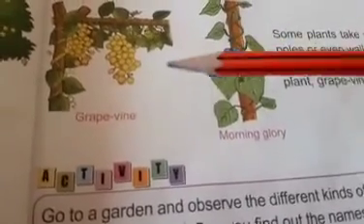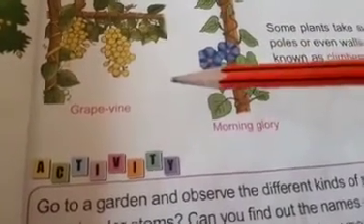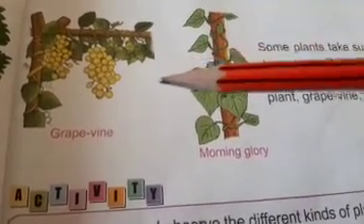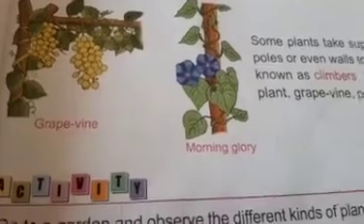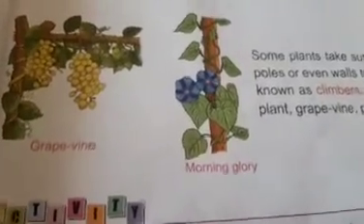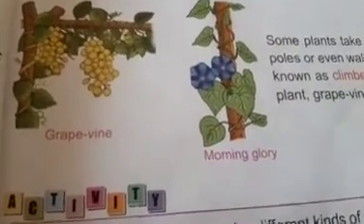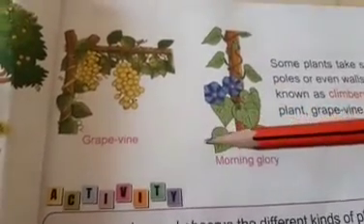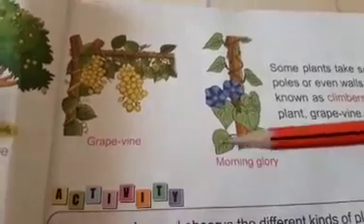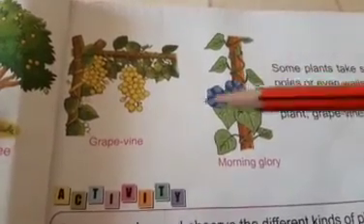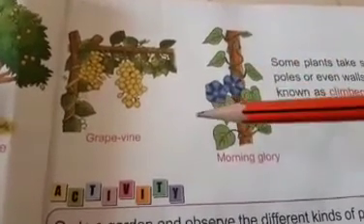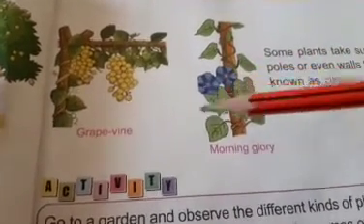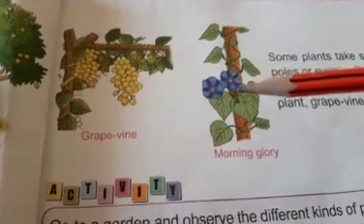Some plants need the help of a wall, pole, and other trees to grow. This type of plant is called a climber plant because they take the support of others and climb to grow. When they grow, they start to climb on other bodies.